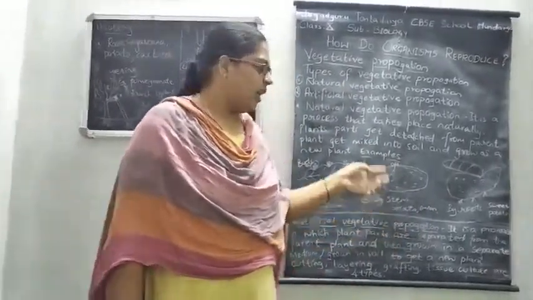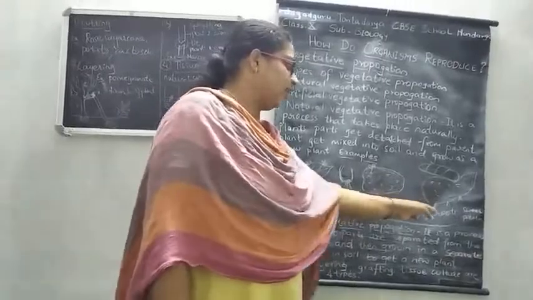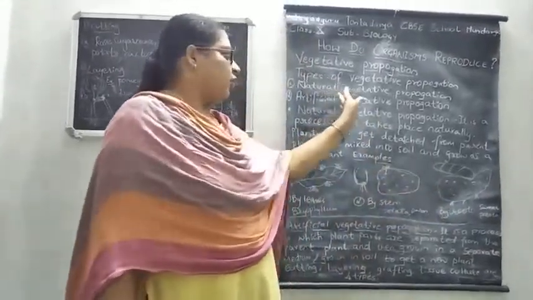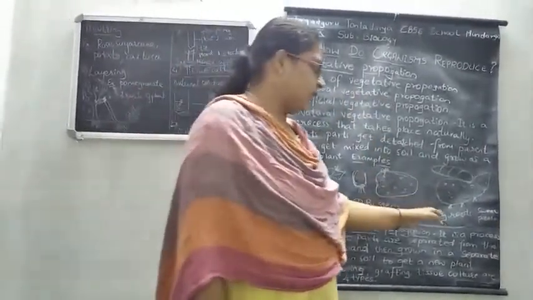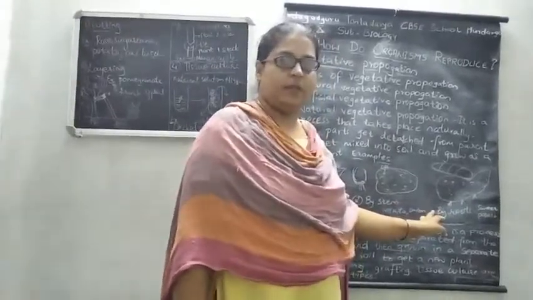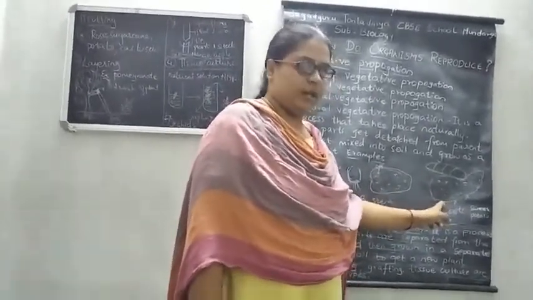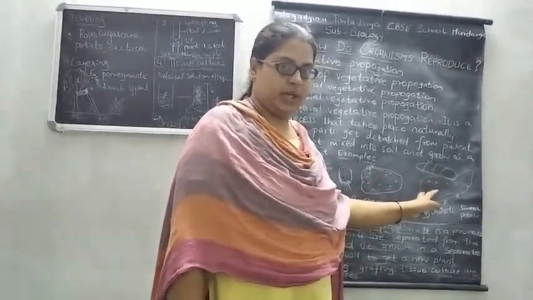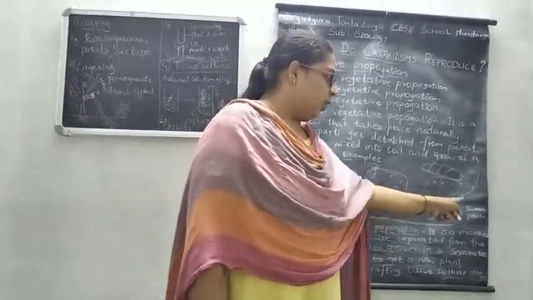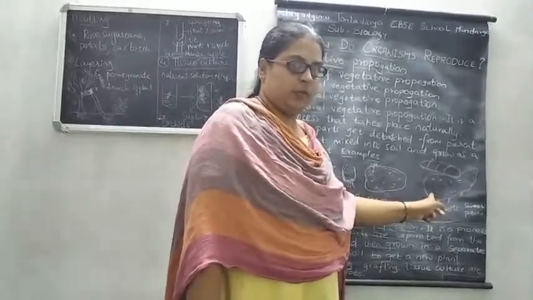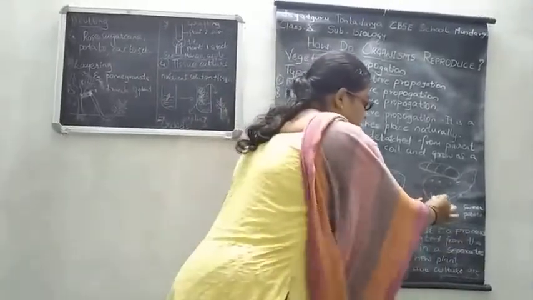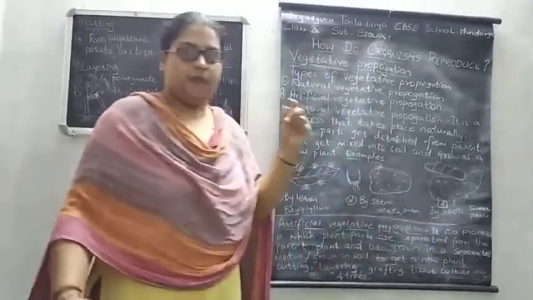Understood? Okay. Next, the third one. It is the third type of natural vegetative propagation. In this, new plants are formed from the roots of the sweet potato. It is seen mainly in sweet potato. Small root-like structures are formed, and from these roots a new plant is formed.